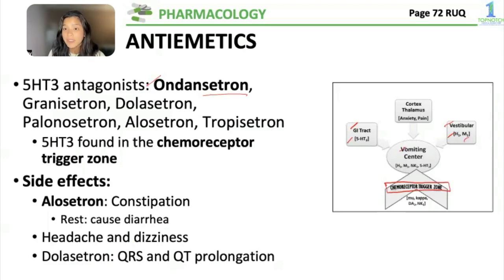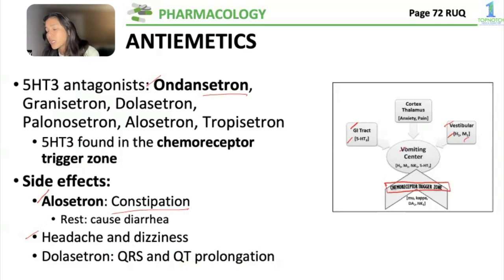So what are some side effects of your 5-HT3 antagonists? Alosetron in particular causes constipation, whereas the rest of them cause diarrhea. So study smart, just remember alosetron causes constipation, but the rest cause diarrhea, okay? It can also cause some headache and dizziness, and dolasetron in particular is associated with ECG changes, particularly QRS and QT prolongation. So what are some other antiemetics not on the slide?